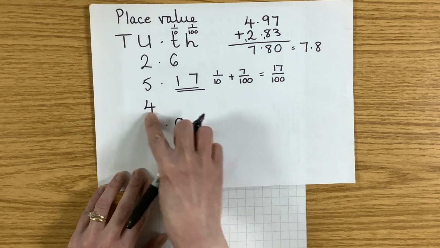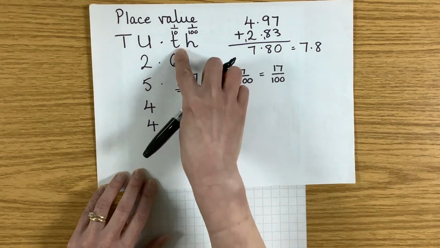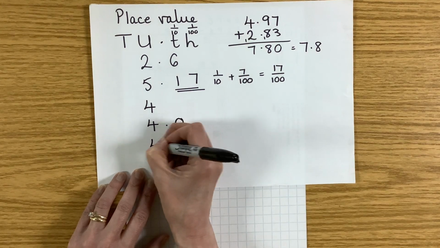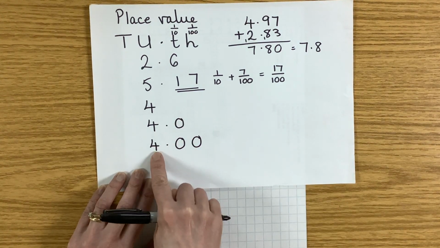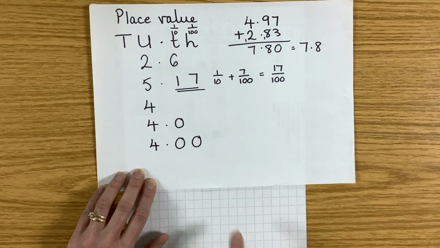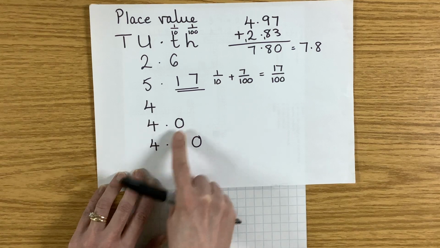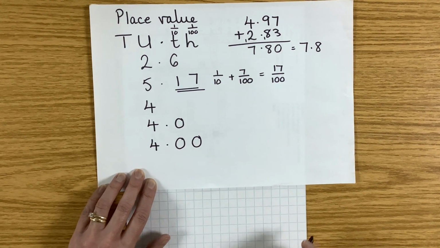But 4.0 means exactly the same as 4. It means I've got 4 units and no extra tenths. Or I also could write it as 4.00. 4 units, no tenths, no hundredths. 4, 4.0, 4.00, they all mean the same thing.